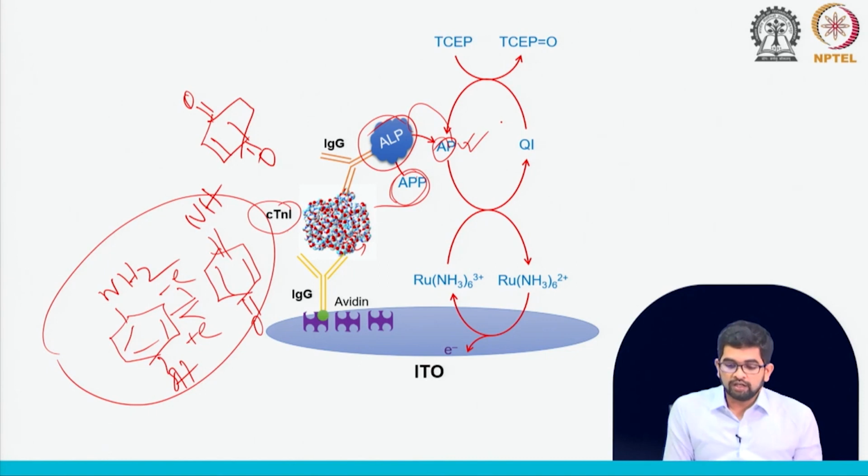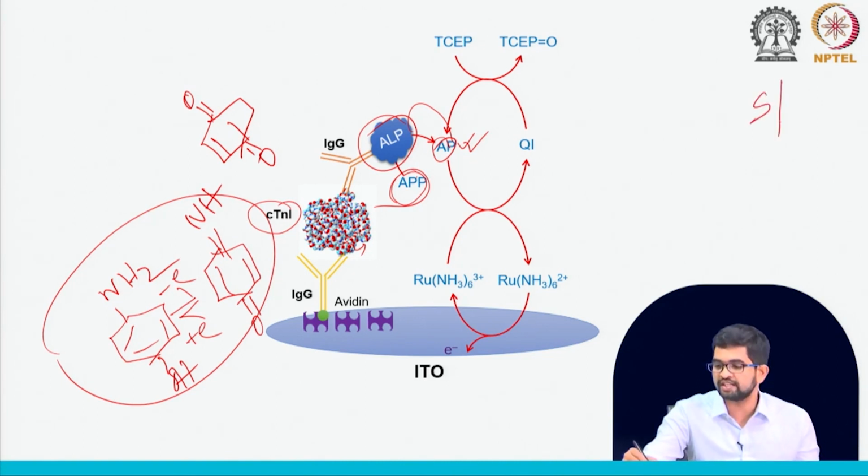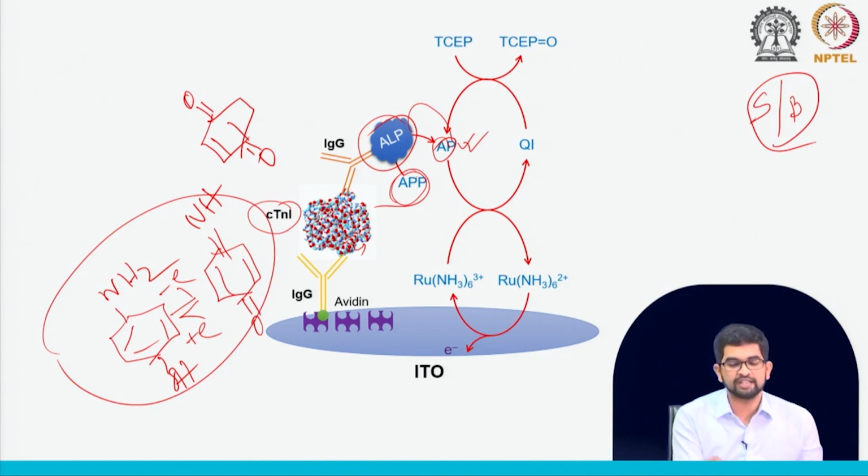Okay. So, in this scheme, now you have to tell what the starting material is. AP should not be the starting material for this biosensor. Starting material means, as I told you, you have to think about the signal to background ratio. Signal means in the presence of target, then ALP is present, then APP will react, then AP will form, and then this reaction will start, that is signal. So, all this reaction corresponds to the signal reactions.